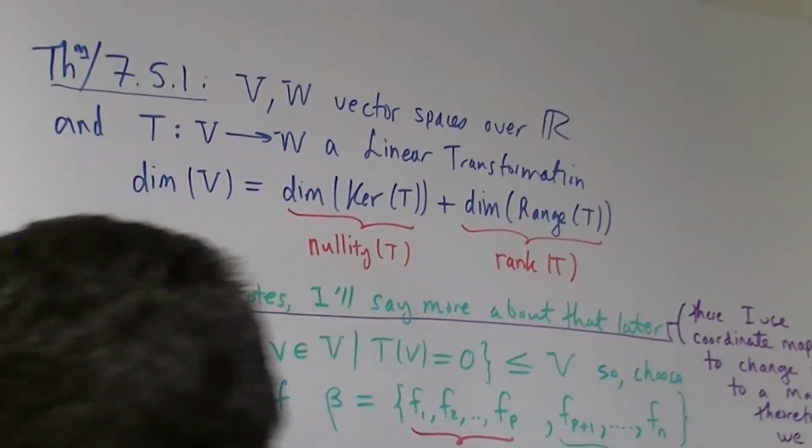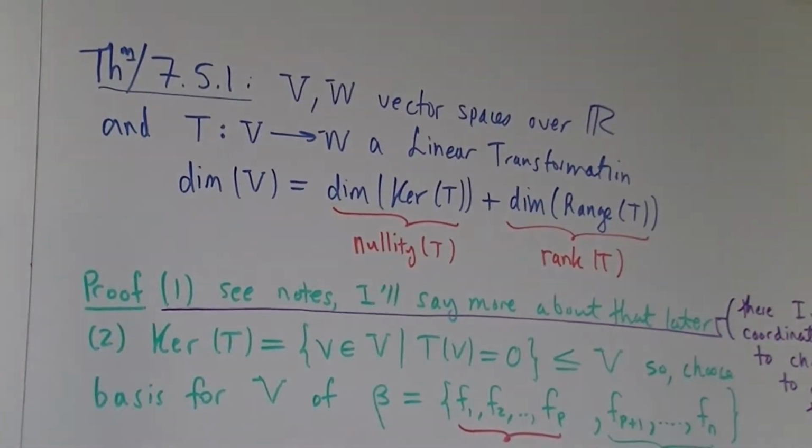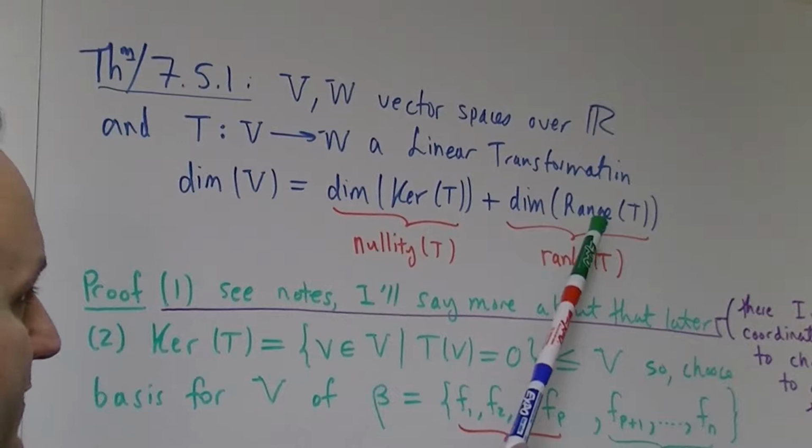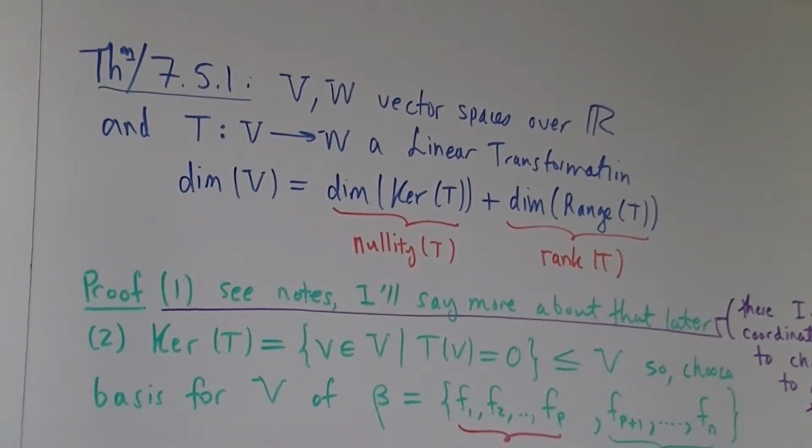Okay, so I wanted to talk a little bit more about theorem 7.5.1, which states the following. If V and W are vector spaces over the reals, and T is a linear transformation, then we have this relation between the dimension of the domain, dimension of V, and the dimension of the kernel of the mapping, and the dimension of the range or the image of the mapping, right? This is the rank nullity theorem in the abstract case.